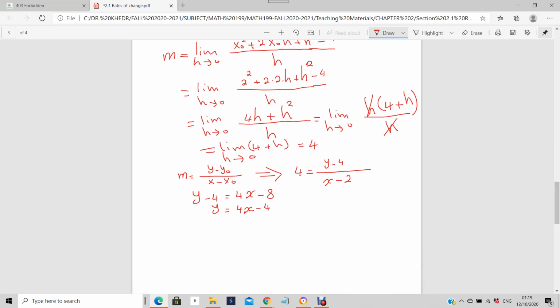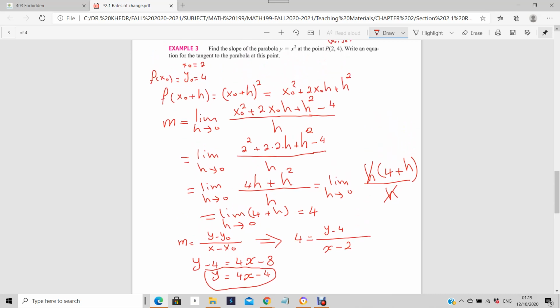It's a straight line, and this is the equation of the straight line. So this is the answer of the second part of the question. Okay? So this is the way we find the slope of the tangent line from the limit of the average rate of change.